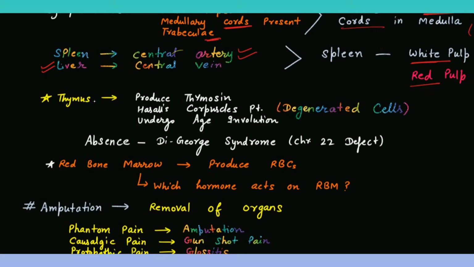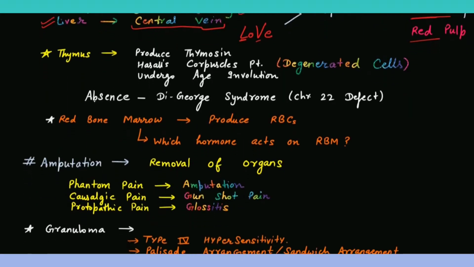Then what about the liver? The liver has the central vein passing through. So remember LOVE: L for liver and V for vein. The central vein always passes through the liver, and the spleen has the central artery. Don't confuse which has the central vein and which has the central artery. Liver, remember love, the liver is like a mother to us.